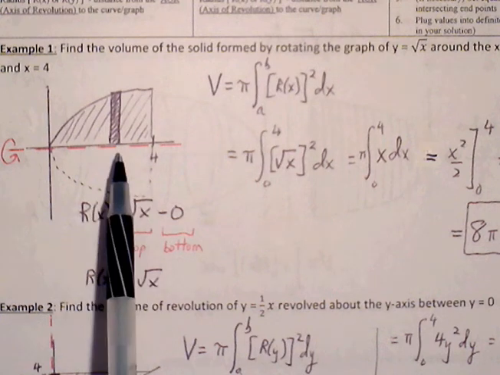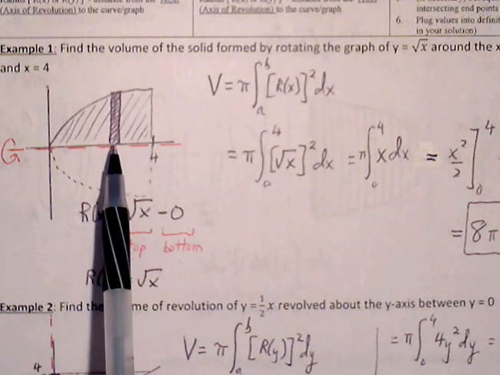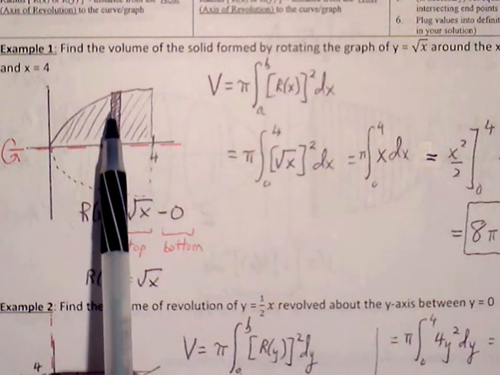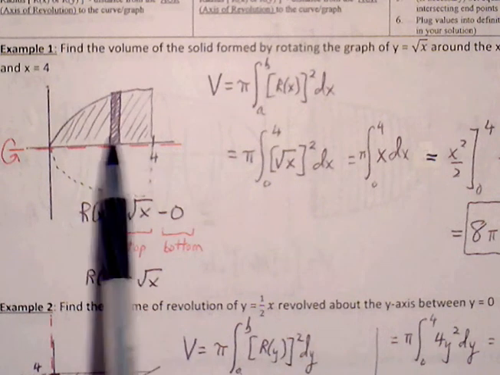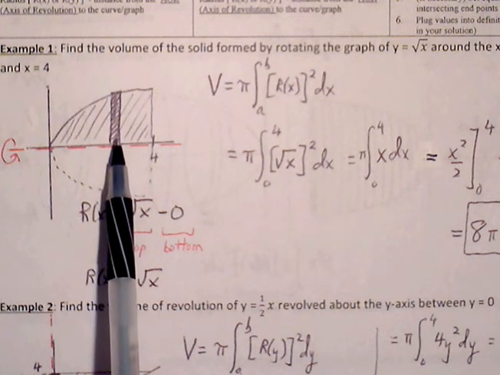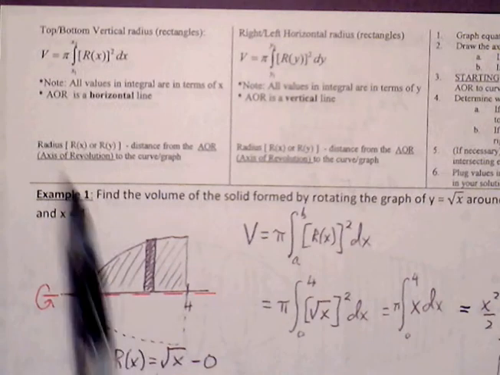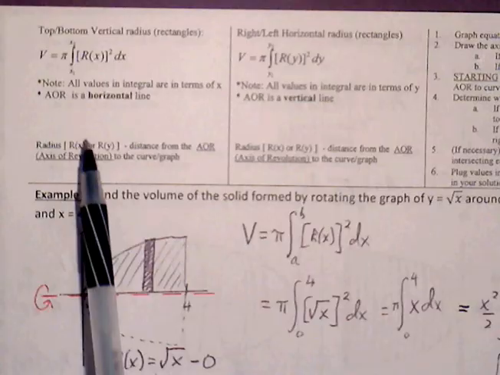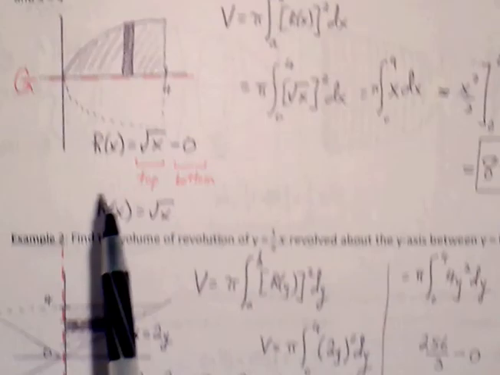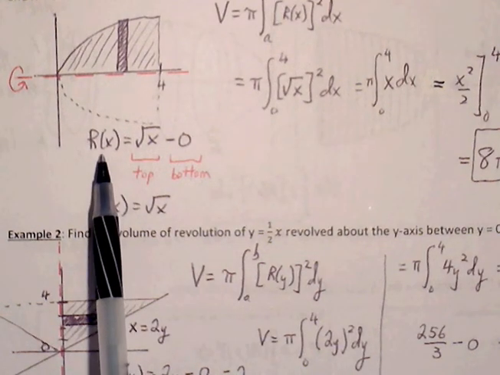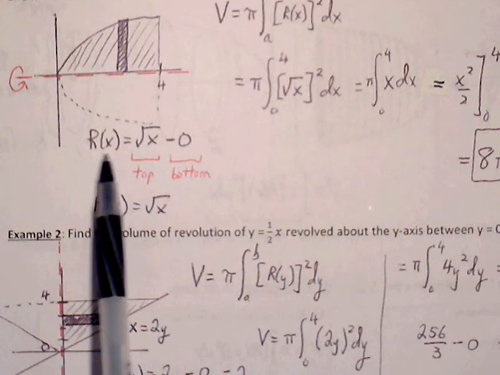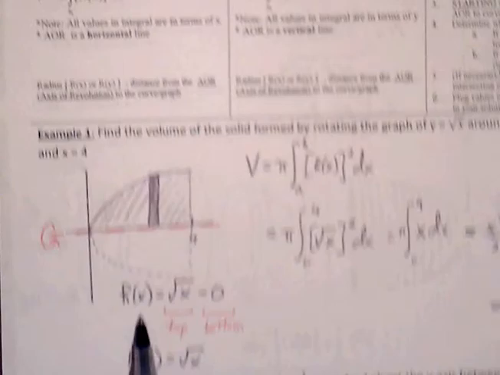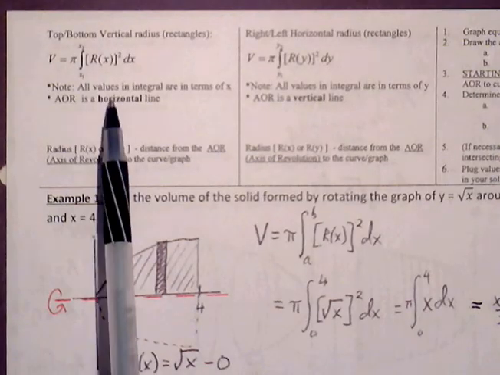Okay. Next, we want to draw our radius. So we always start on the axis of revolution, and we're going to draw to the curve. We see that these are vertical radius, so we're going to use this method, the top minus bottom vertical radius formula. So we represent radius with uppercase R, so R of x.